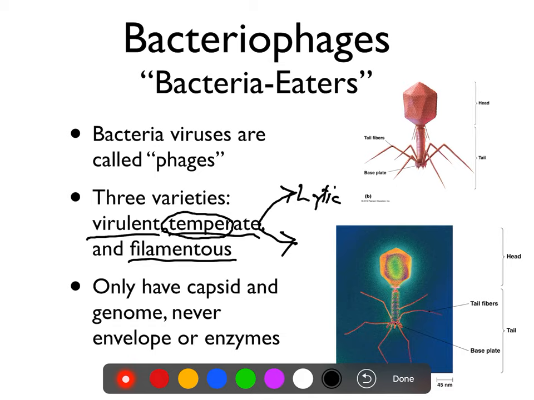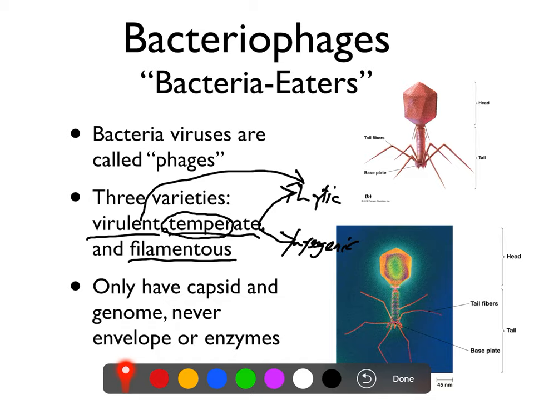One of those lifestyles is called the lytic, and one is called the lysogenic. Virulent phages all do the lytic lifestyle. Temperate phages have this choice. They have control. We're not really going to talk about filamentous phages right now.